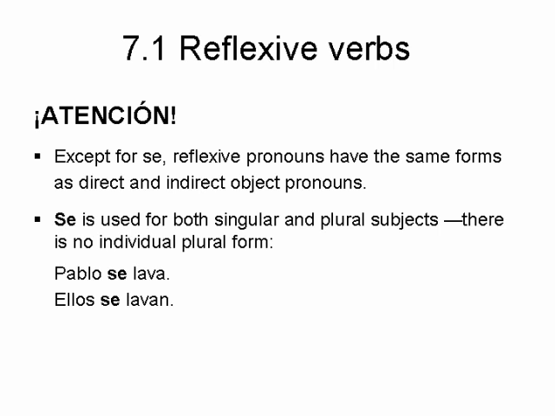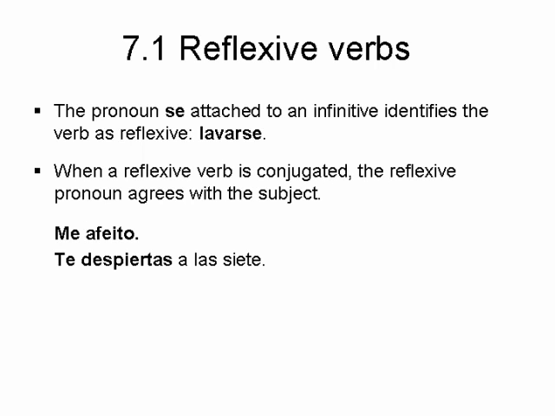Okay, all the reflexive pronouns have the same forms as the direct and indirect objects that you learned about in lesson 6 and in lesson 5, I think it was. All of them except for se. Se is used for both singular and plural subjects. There is no individual plural form. So if you remember from the previous slide, we used se when we were talking about third person singular, like Pablo se lava, or when you're talking about third person plural, ellos se lavan. All right. Vamos a continuar.